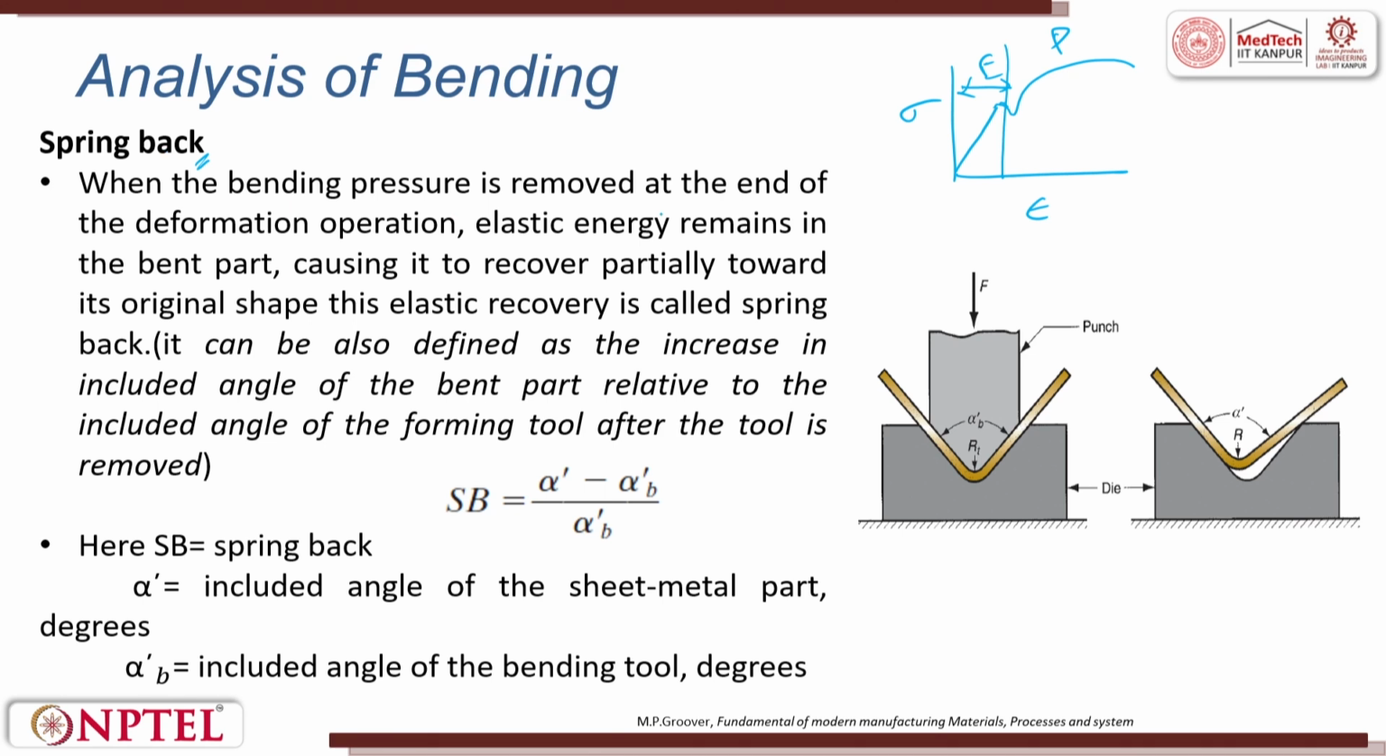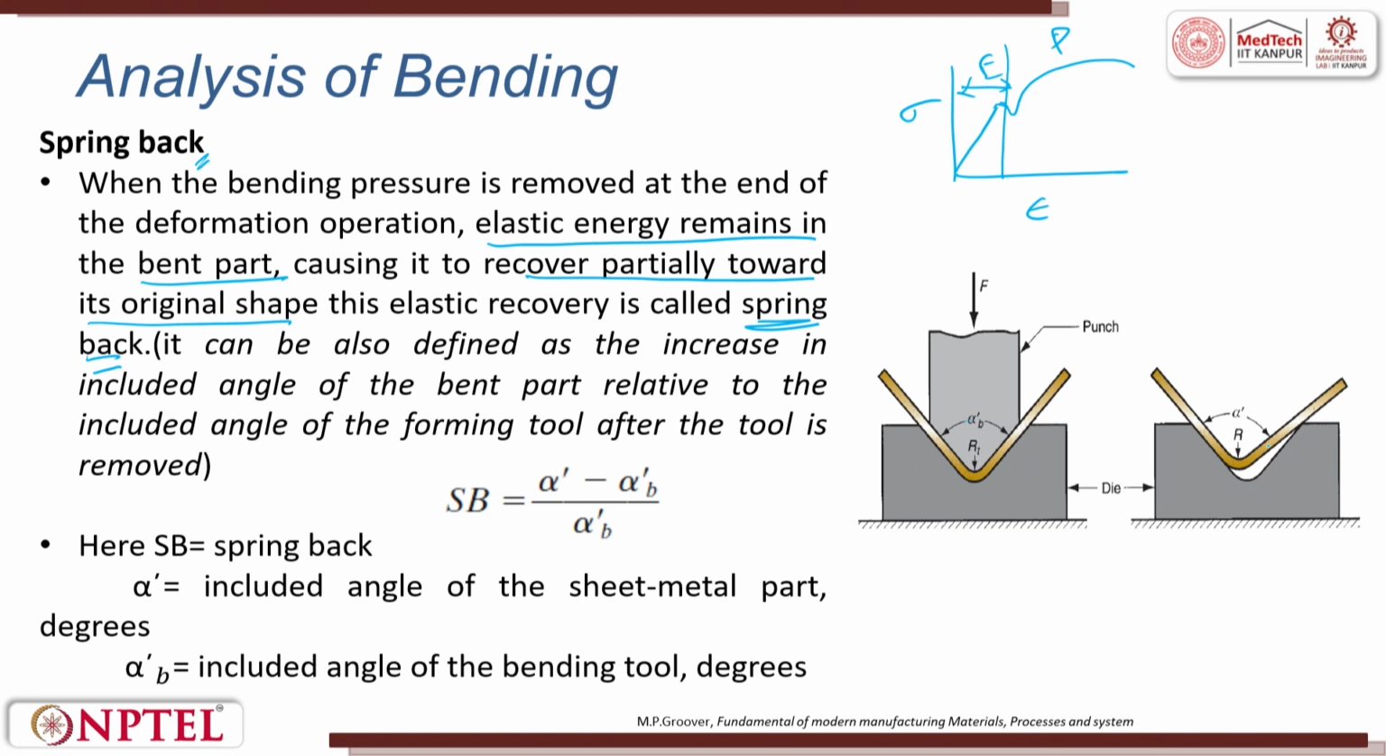When the bending pressure is removed at the end of the deformation process, elastic energy remains in the bent part, causing it to recover partially towards its original shape. This elastic recovery is called spring back. It is also defined as the increase in included angle. This is the included angle alpha, the included angle of the bent part relative to the included angle of the forming tool after the tool is removed.